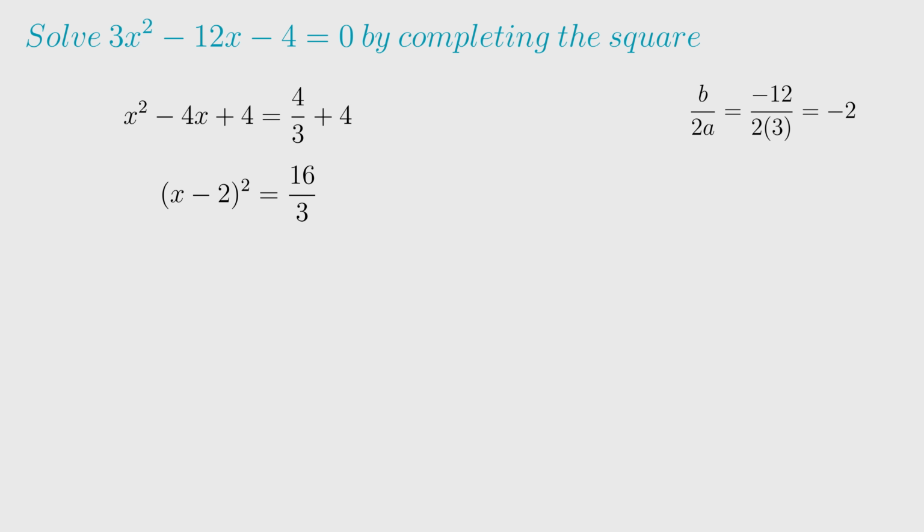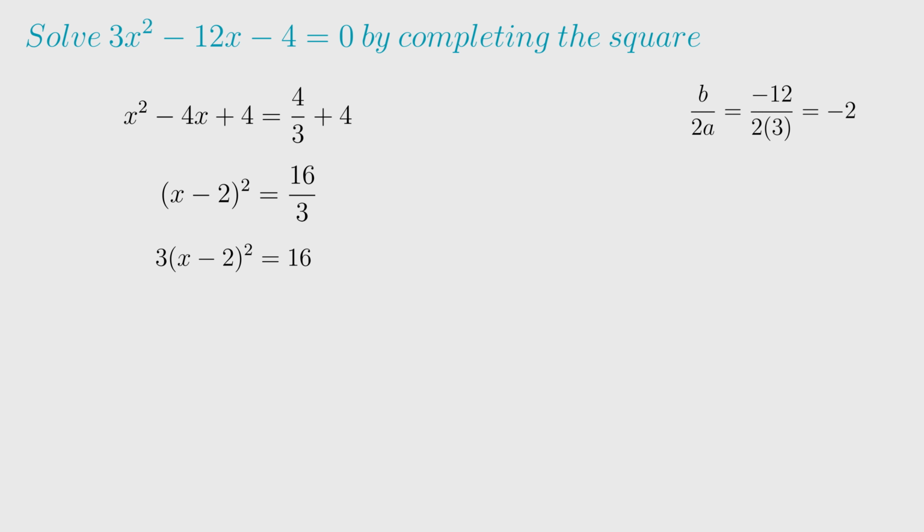You can FOIL out the brackets to check if you arrive at the right expression. 4 over 3 plus 4 is 16 over 3 on the right-hand side. Remember to multiply the entire expression by a, which is 3, because without this, your graph is not going to be steep enough and you will only have an x squared and not a 3x squared.